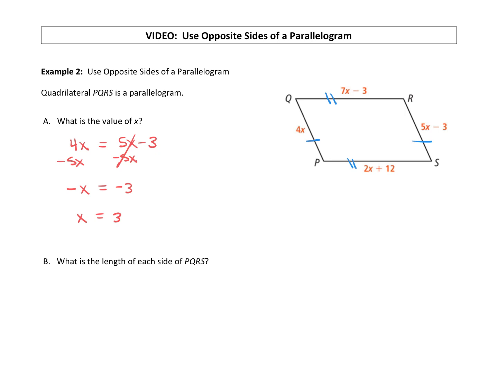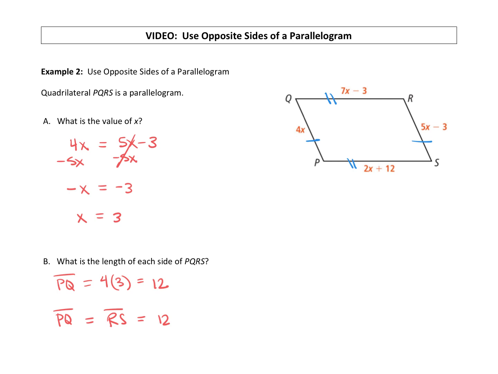So part B, what is the length of each side of PQRS? Well, now that we know what x is, it's just a matter of plugging it back in. So we've got side PQ, that's equal to 4 times x, so let's plug in a 3. So PQ is equal to 12. Well, we know that PQ is the same length as RS, because opposite sides are congruent, and we know those are both equal to 12. So we've just identified two sides of our parallelogram.